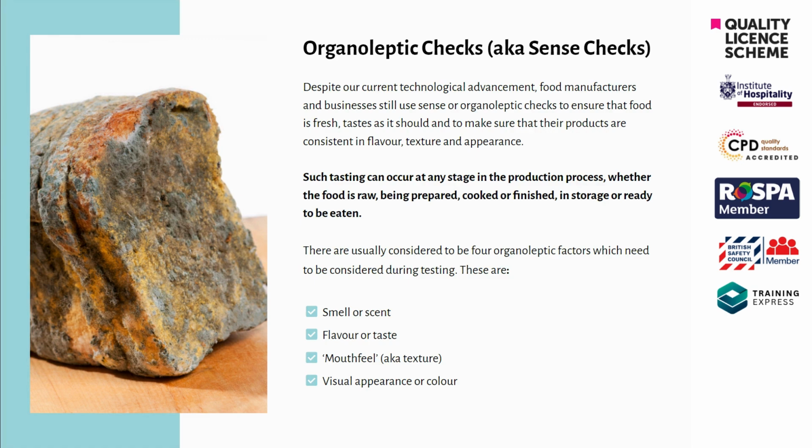Such tasting can occur at any stage in the production process, whether the food is raw, being prepared, cooked or finished, in storage or ready to be eaten. There are usually considered to be 4 organoleptic factors which need to be considered during testing. These are smell or scent, flavor or taste, mouthfeel, aka texture, and visual appearance or color.